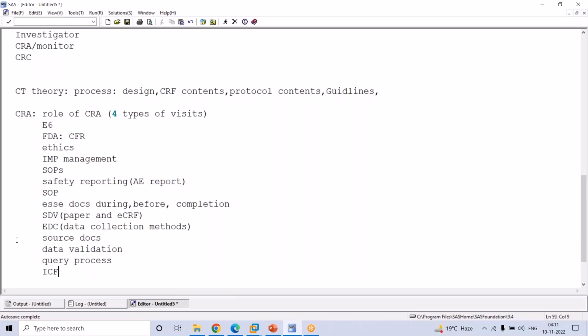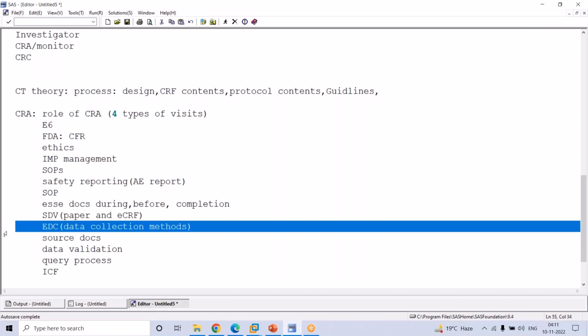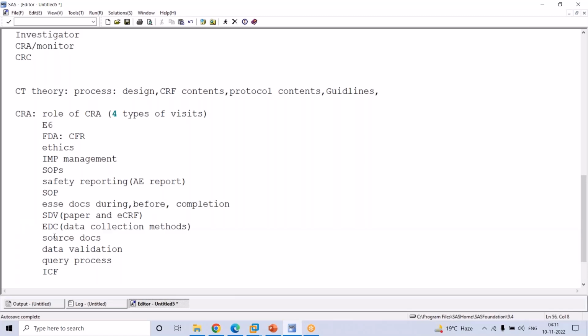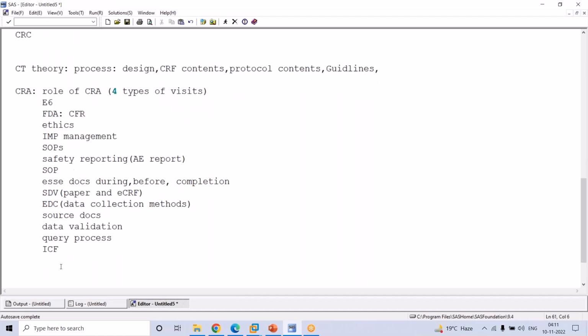So with respect to hands-on, this will be given on hands-on. So we have access to EDC, how they log into EDC and how they check the data, how they verify the data with the source documents. Okay. So this will take 5 to 6 weeks. Duration of the course, 5 to 6 weeks.